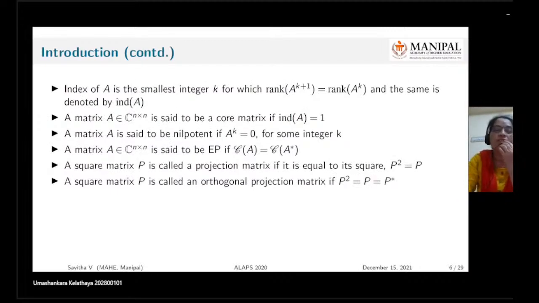Index of A is the smallest integer k for which rank of A power k plus 1 equals rank of A power k. A matrix A belonging to C^(n by n) is said to be a core matrix if index of A equals 1. A matrix A is said to be nilpotent if A power k is 0 for some integer k. A matrix A belonging to C^(n by n) is said to be EP if column space of A equals column space of A star. A square matrix P is called a projection matrix if it is equal to its square, that is P square equals P, and it is called an orthogonal projection matrix if P square equals P equals P star.